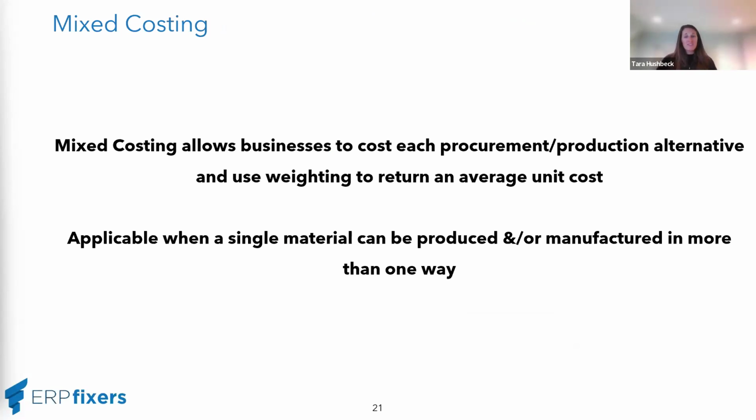Mixed costing allows businesses to cost each procurement or procurement alternative and use a weighting to return an average unit cost. So this can be used like in the last scenario, if there's a single material that you can produce or manufacture in more than one way. This is when that would be applicable to you, and you want to say, I want an average weighted cost of my product.